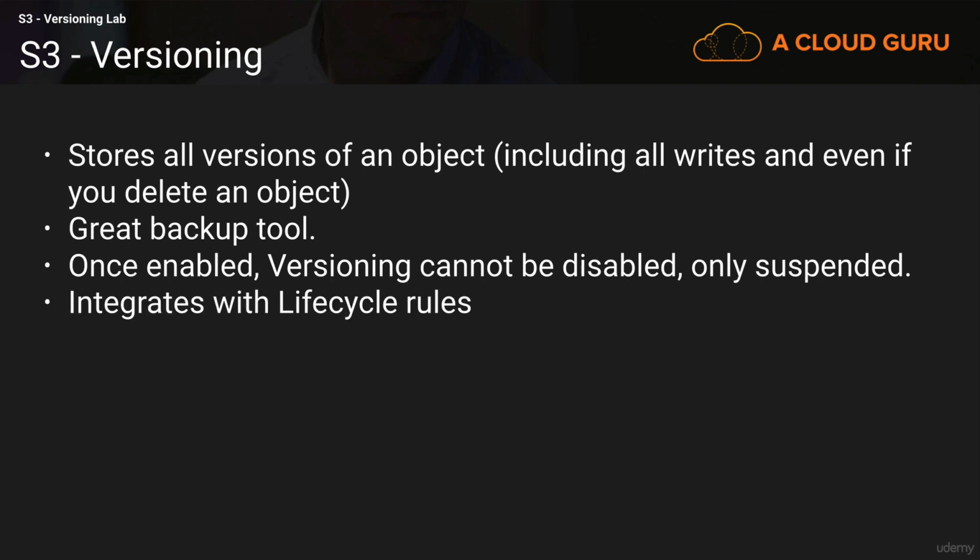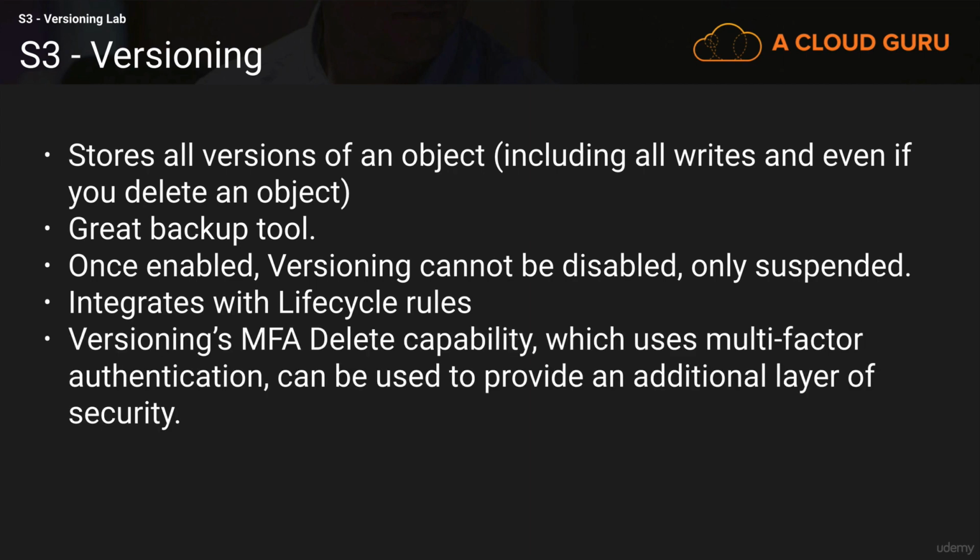It also integrates with lifecycle rules, which we're going to cover in a couple of labs from now. And then finally, we didn't cover how to set this up because it is quite complex. But what you can do with versioning is add an extra security step, which is called multi-factor authentication delete capability. This basically means that when somebody goes in to try and delete an object, they have to provide two-factor authentication. So they have to provide an MFA token or a security code in order to delete that object. Now, it's not something that you can set up very easily via the console.